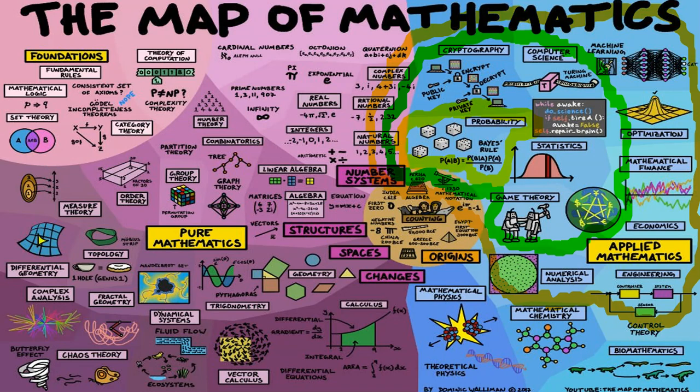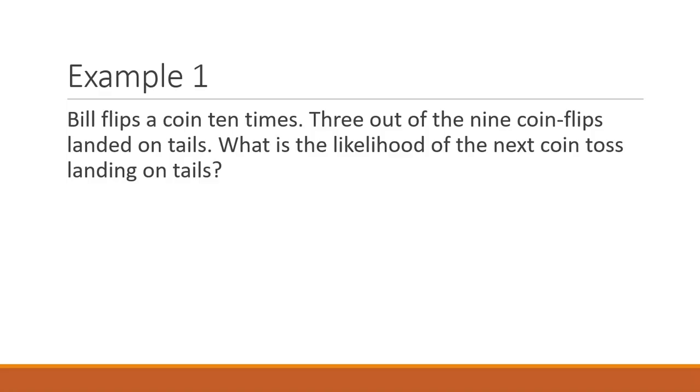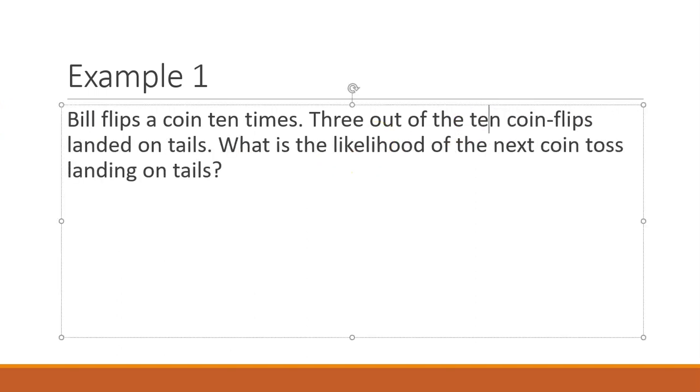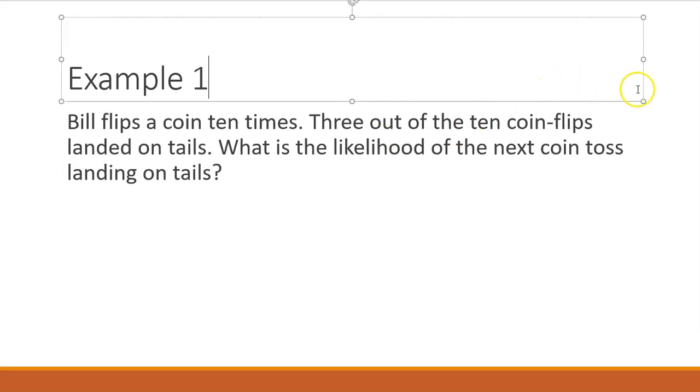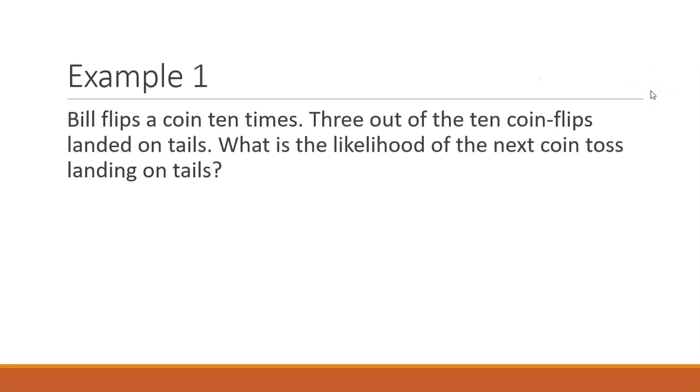Now, to jump into the topic, we'll look at two examples, but we won't solve them just yet. So, example 1: Bill flips a coin 10 times. 3 out of the 10 coin flips landed on tails. What is the likelihood of the next coin toss landing on tails?